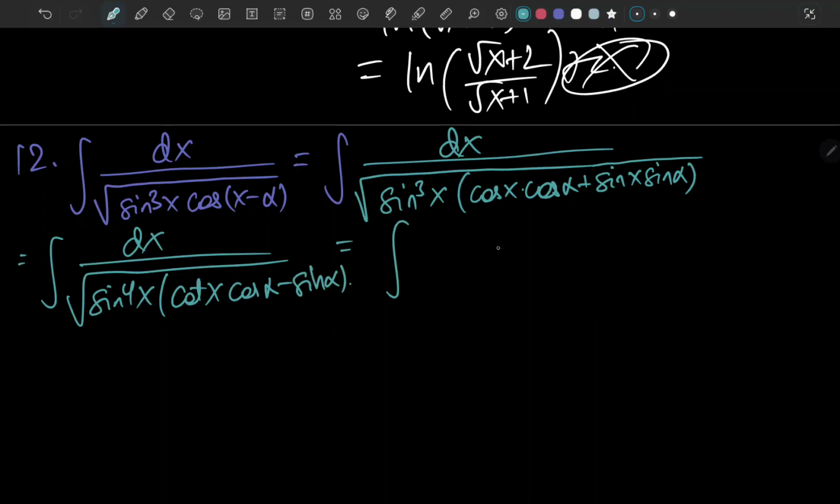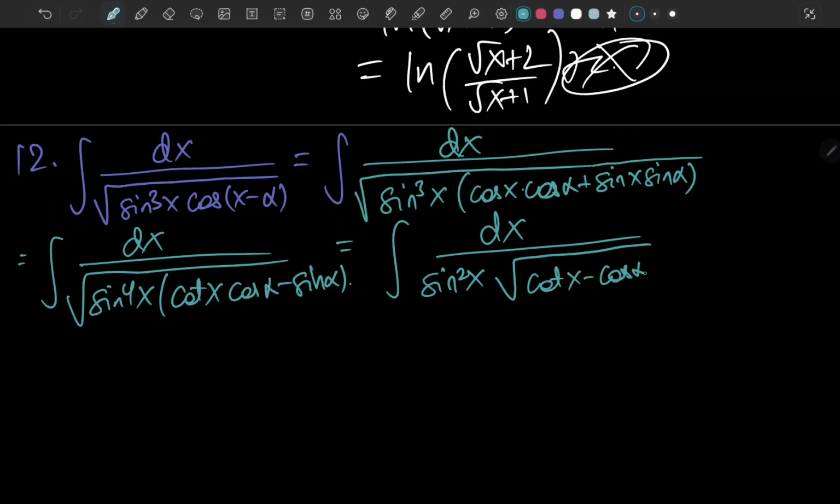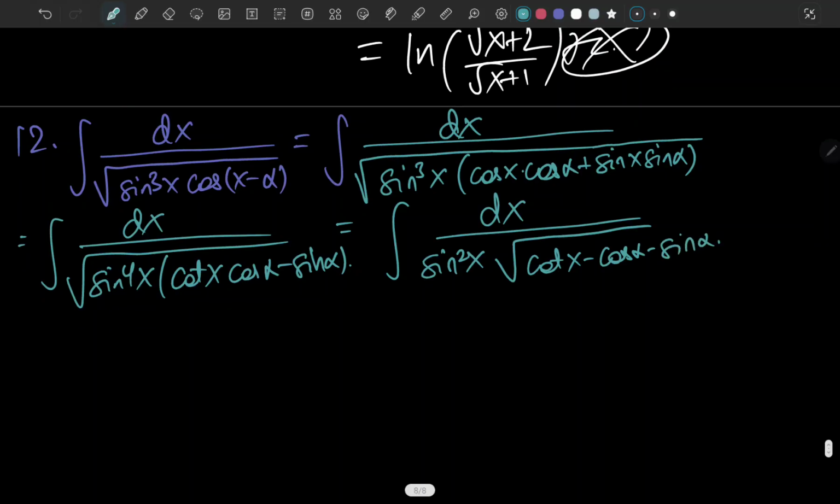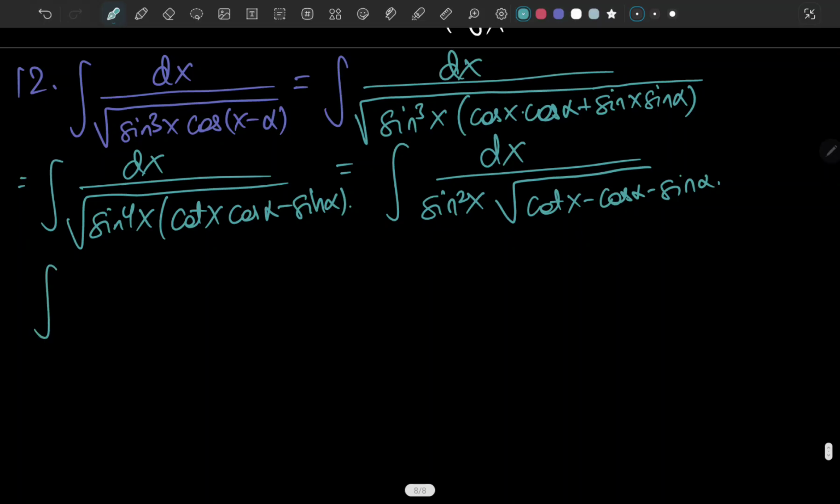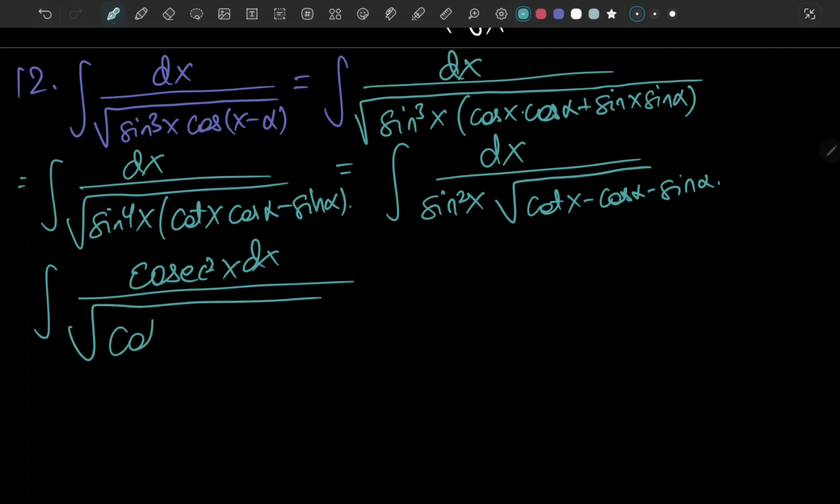And now this becomes dx over the square root of sine to the 4th x, which is just sine squared of x, and again we have the square root of cotangent of x times cosine alpha plus sine alpha, right? So the integral becomes cosecant squared x dx over square root of cotangent of x times cosine alpha plus sine alpha.